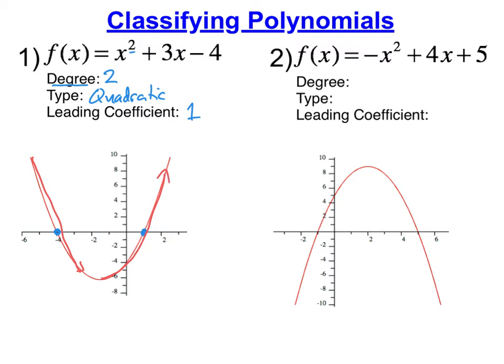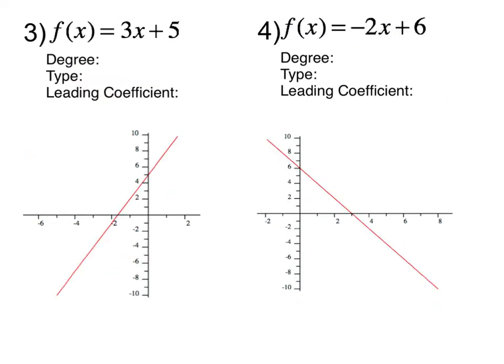Over on number 2, that's a degree of 2, which again is type quadratic. Remember, to find the degree, I look for the highest exponent. It's quadratic. The leading coefficient is -1. Notice I have 2 x-intercepts, and notice the graph starts by going up, and then at the vertex changes direction and goes down. So there's only 1 change of direction for degree 2.